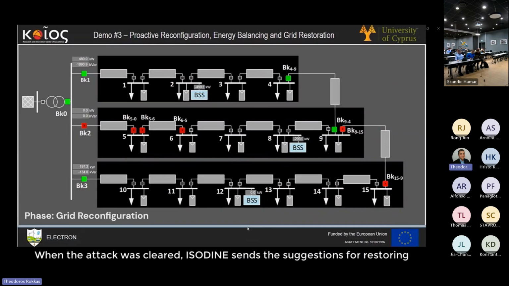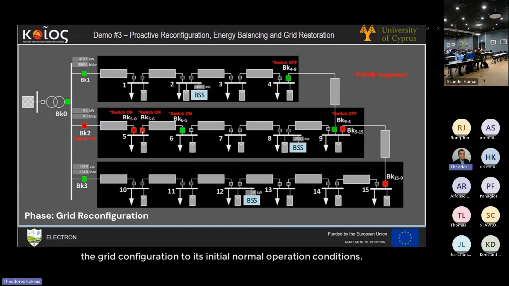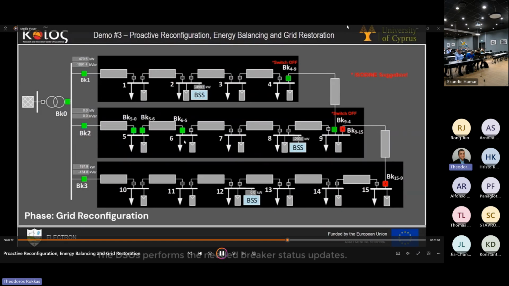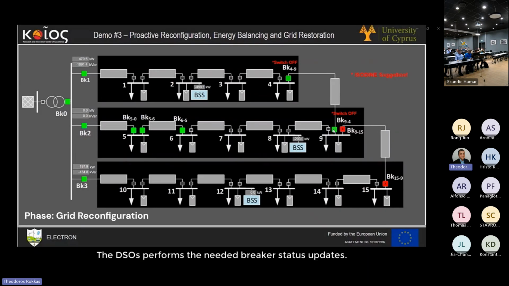When the attack is cleared, the Isotin component sends viability suggestions for restoring the grid reconfiguration to its normal operation conditions. Following these suggestions, the DSO performs the needed breaker status updates, as again indicated by the change of colors in the graphical user interface of the sandboxing environment.